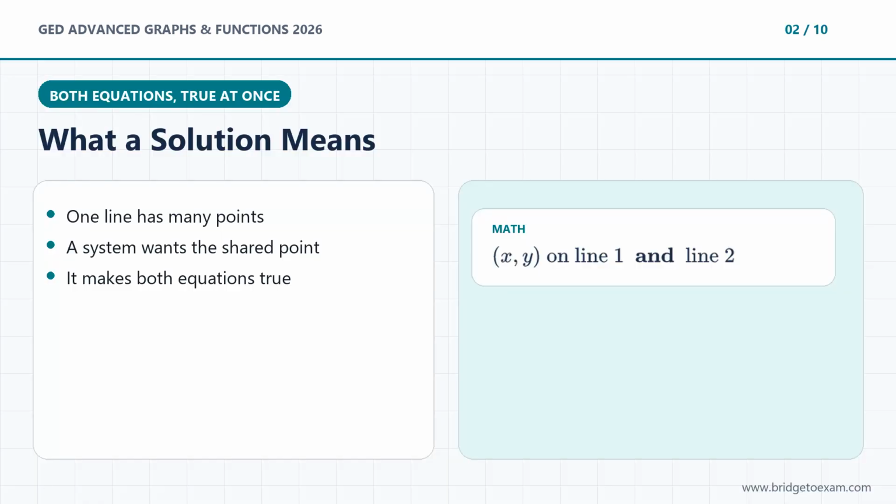Let's be very clear about what we are looking for. A single equation has many solutions, every point on its line. But a system asks for the special point that lies on both lines at the same time. That shared point makes both equations true together. There is usually exactly one such point.